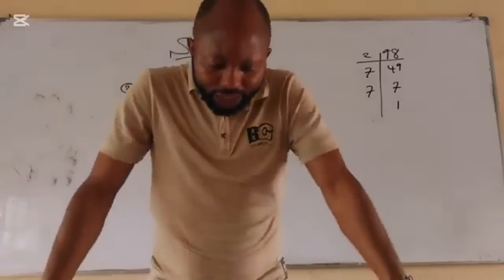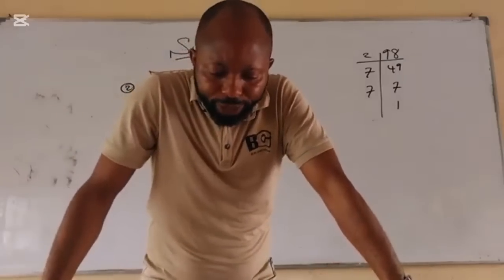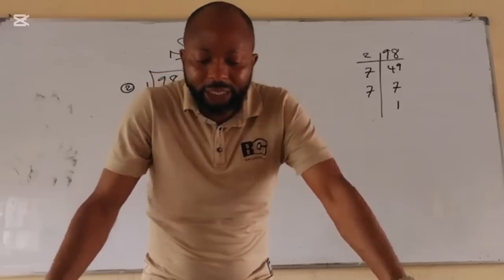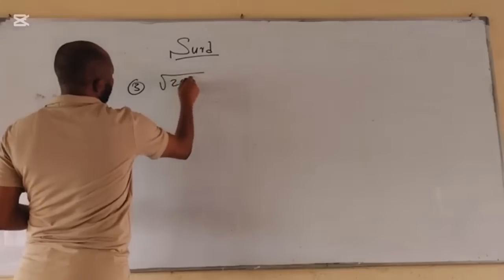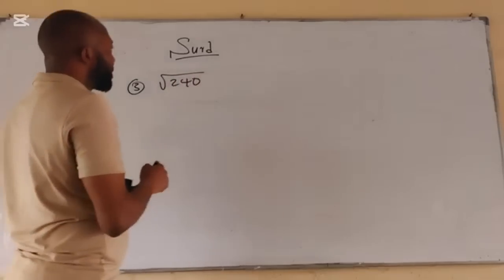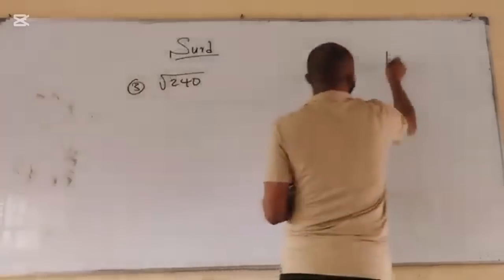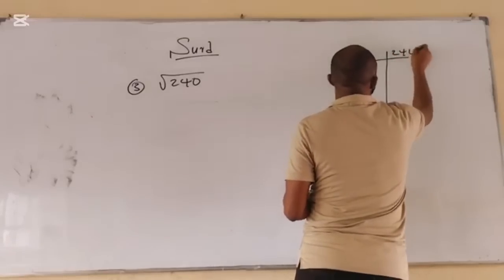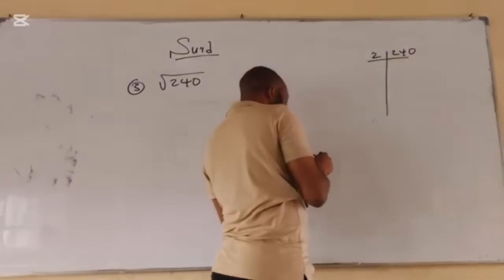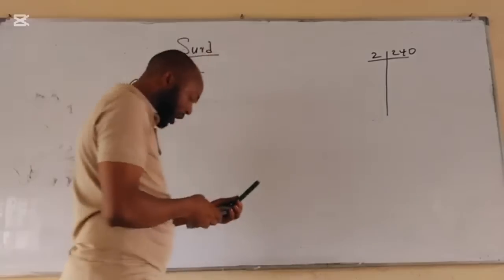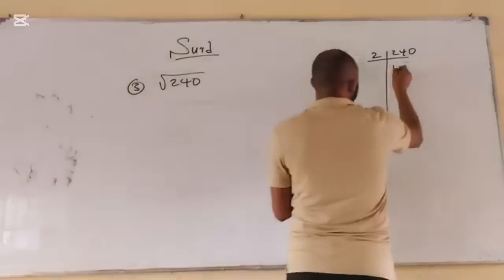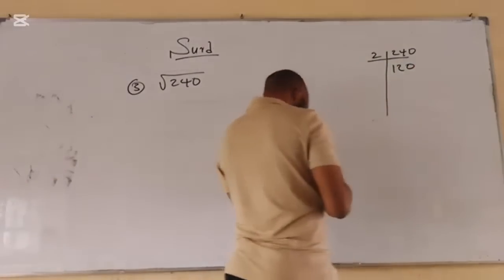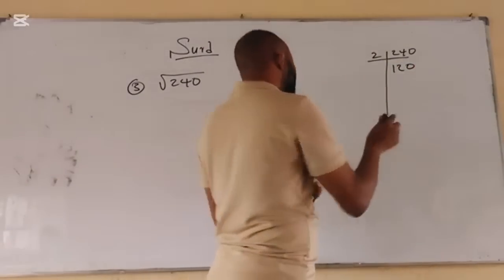Okay, let's take another one to simplify. Let's take root 240. So root 240, I can still do the same thing. I come back here, put my 240. I use 2 first. So I want to break it down. 240 divided by 2 gives me 120. We'll continue small. Divide by 2 will give me 60.